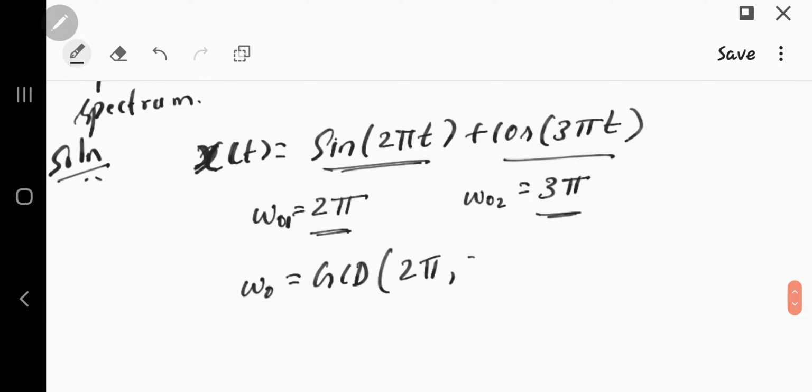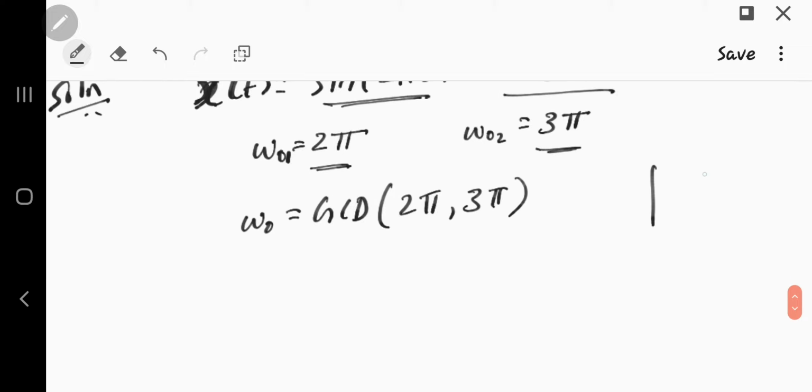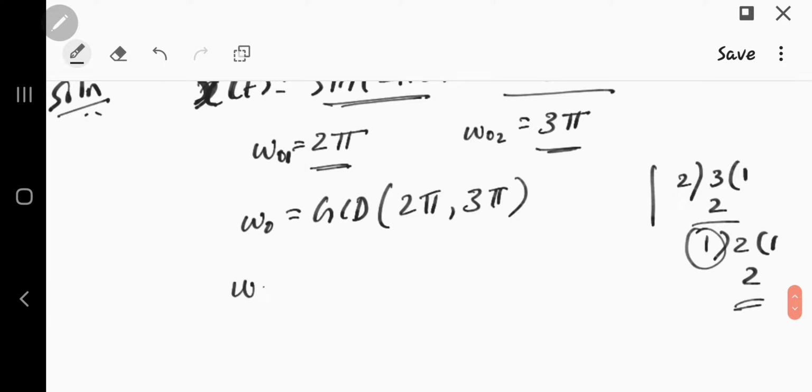2 pi and 3 pi. And for this 2 pi and 3 pi, if you take the common divisor, it will be 1 into pi. So omega naught will be equal to pi here.